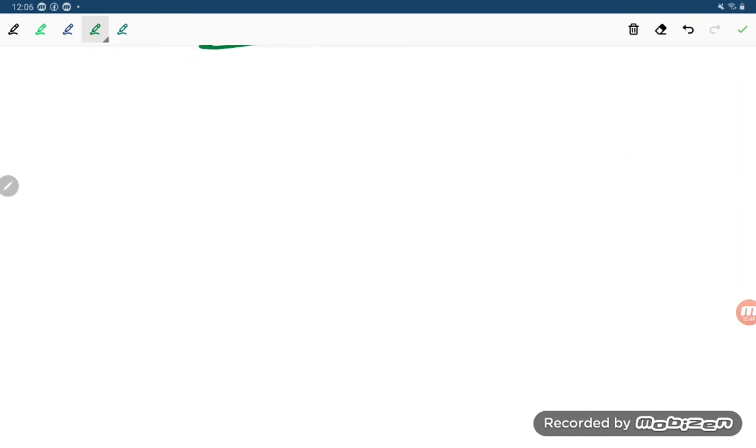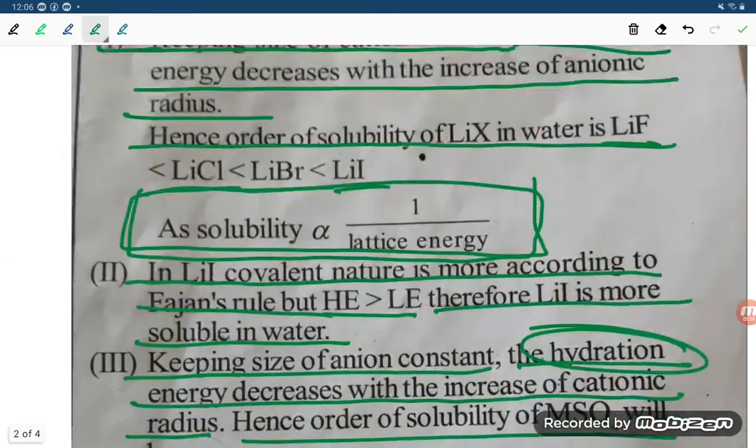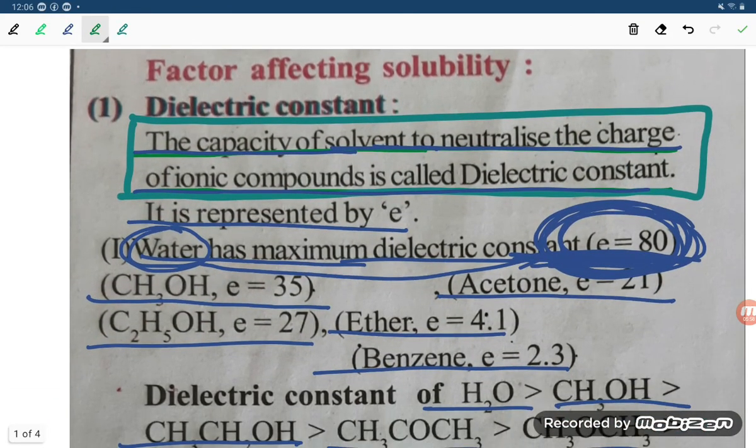So this is all about solubility, student. You need to read this slide again and again. What you can do, you can make a note of it, student, and then try to understand. You will be able to understand.